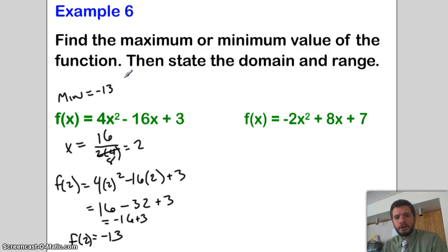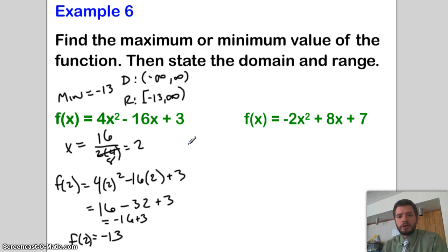And now we can do the domain and range. The domain for every quadratic is always going to be all real numbers, or negative infinity to positive infinity. And then the range: it's a minimum, so that means it's facing up. So we start at this value, inclusive on negative 13, and go all the way to infinity. Because it's facing up, we start here and go all the way up the rest of the way. And that's pretty much it.